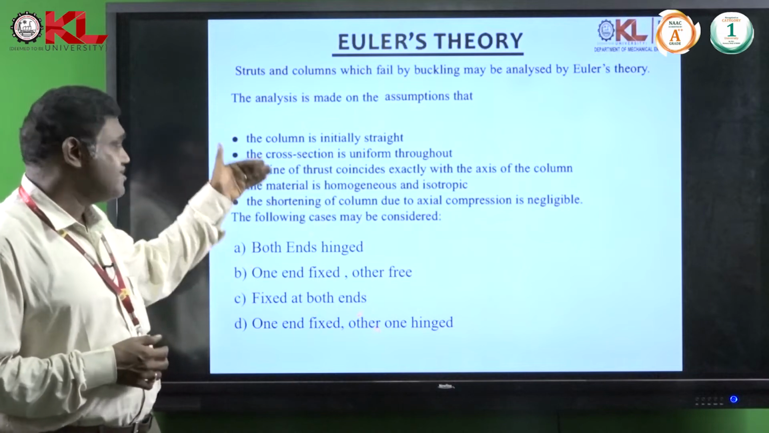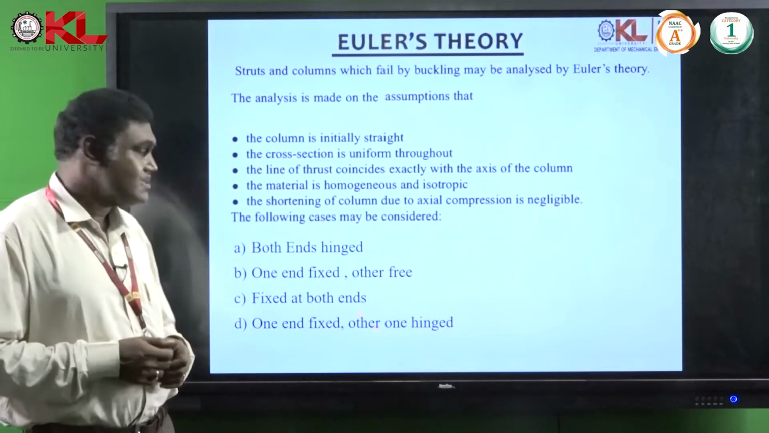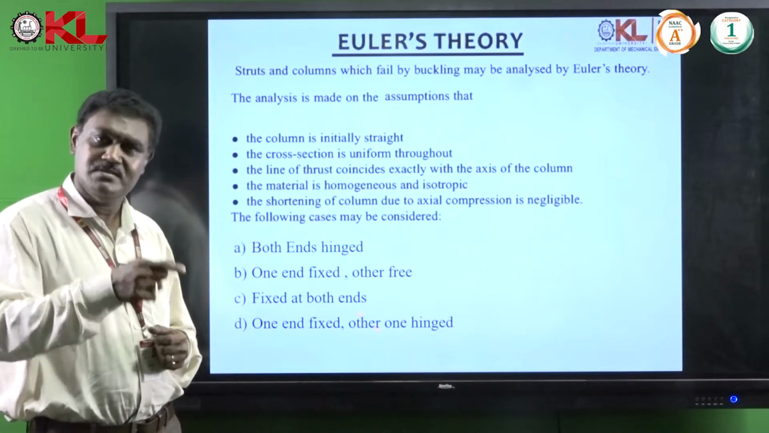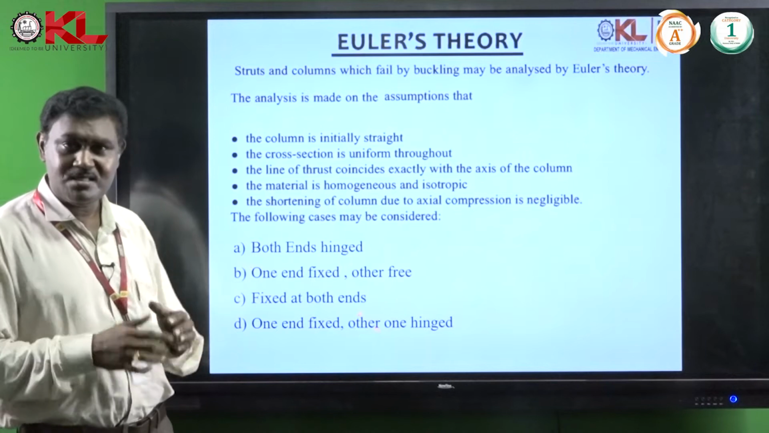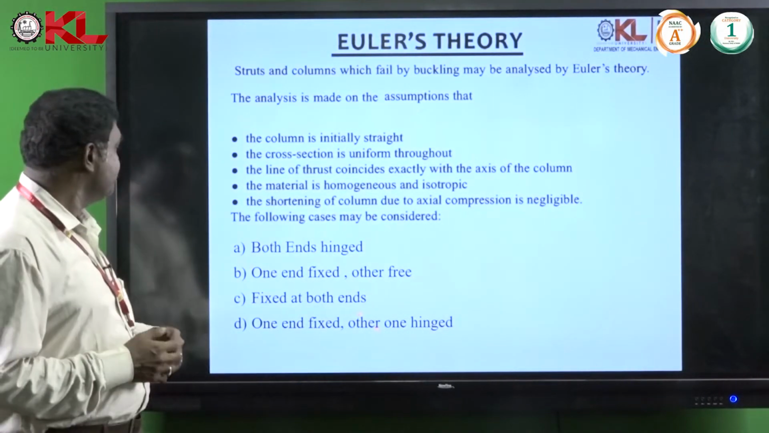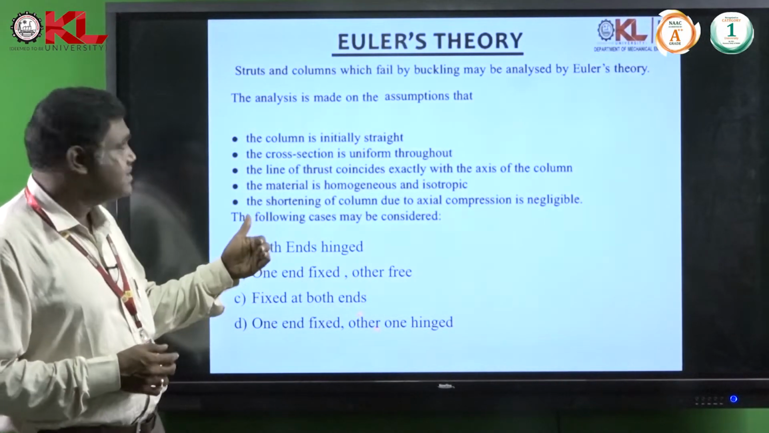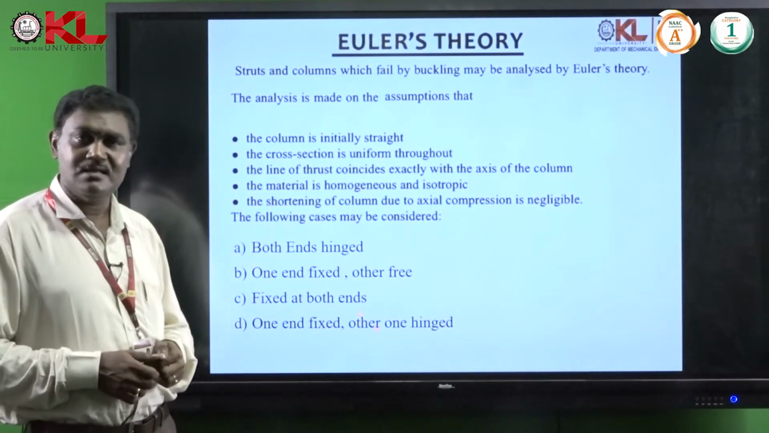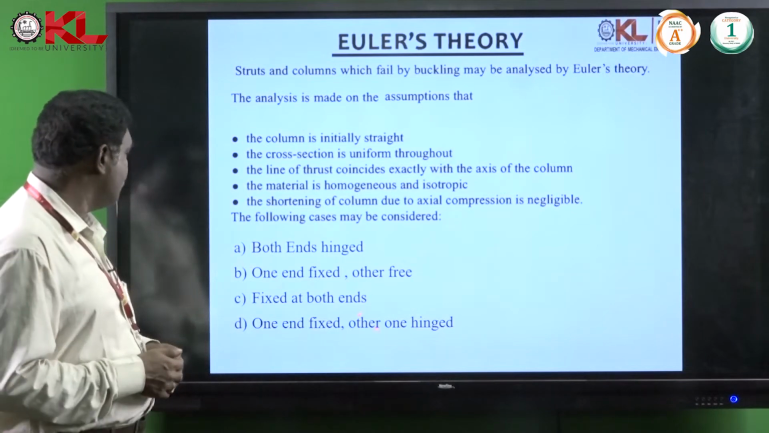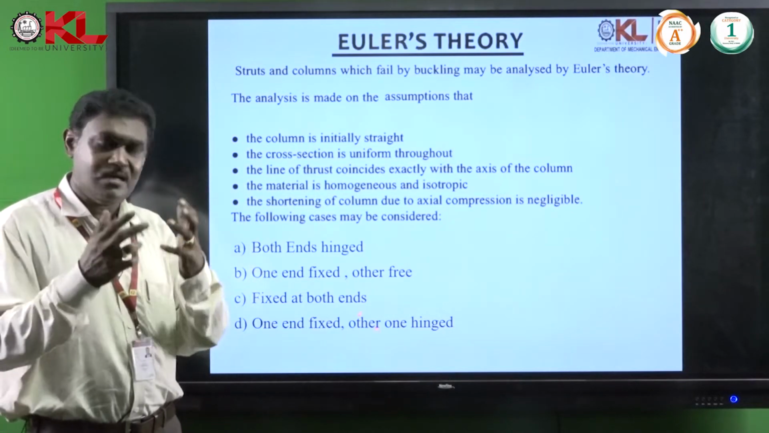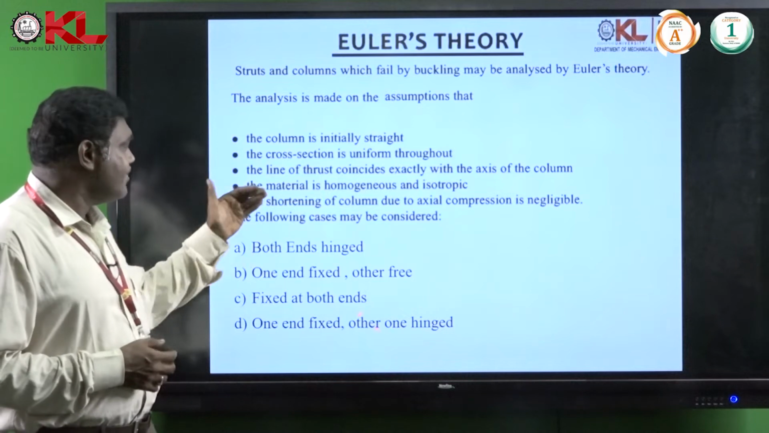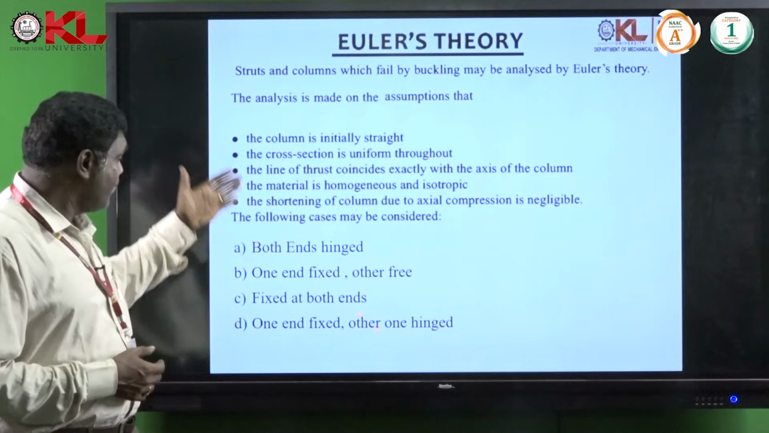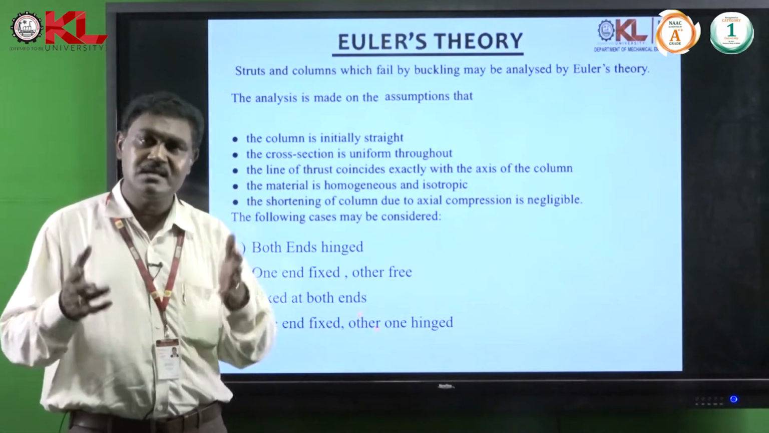Okay. The main assumptions in Euler's theory are that the column is initially straight, and the cross section is uniform throughout. The line of thrust coincides exactly with the axis of the column, so whatever force line is there coincides exactly with the axis of the column. The material is homogeneous and isotropic. The shortening of the column due to axial compression is negligible, and the following cases may be considered while designing the columns.